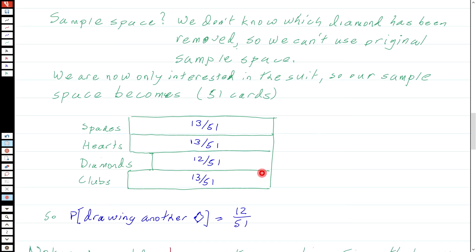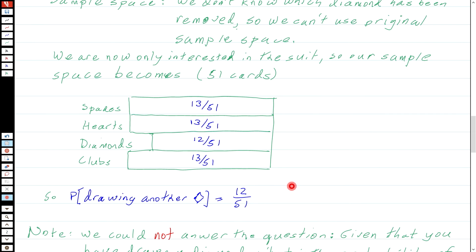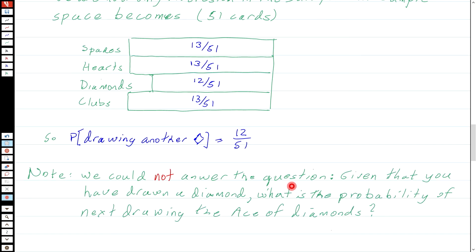So the probability of drawing another diamond is 12 over 51. And like I said, we could not answer the question, given that you had drawn a diamond, what's the probability of the next drawing the ace of diamonds? We couldn't ask this as a detailed question. If we don't know which diamond we've drawn, we don't know what the probability of drawing an ace of diamonds is.